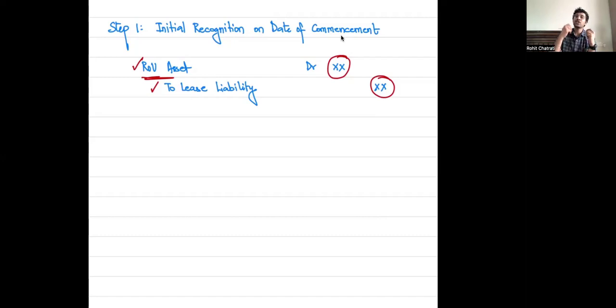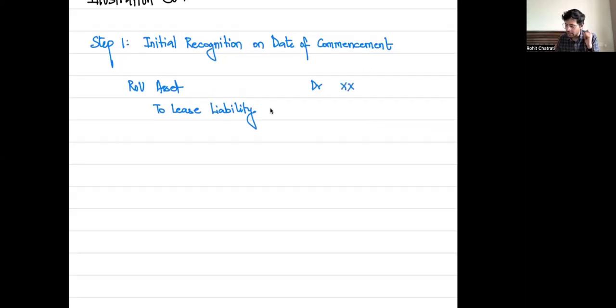Correspondingly, the lessee has an obligation to make payments of 20, 30, and 50,000, and therefore the Ind AS also requires us to recognize a lease liability on the date of commencement of lease. Now the question is, at what value are we going to recognize the ROU asset and lease liability? We are going to recognize it at the present value of the lease payments expected to be made in future.